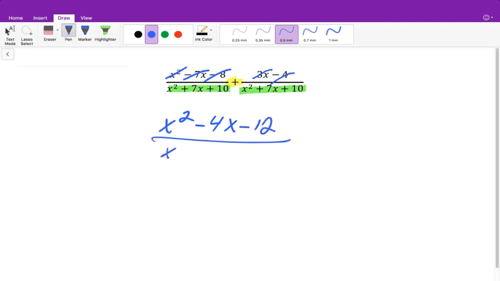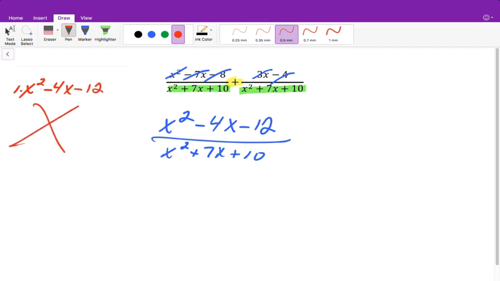And it's all over top of x squared plus 7x plus 10. All right, now we need to go ahead and factor everything because we need to see if there's anything we can cancel out. So x squared minus 4x minus 12. Well, 1 times negative 12 is negative 12. The negative 4 drops. Numbers that multiply to 12 and have a difference of 4 are 6 and 2. And since this is negative, our 6 is negative. So our numerator factors out to x minus 6 times x plus 2.